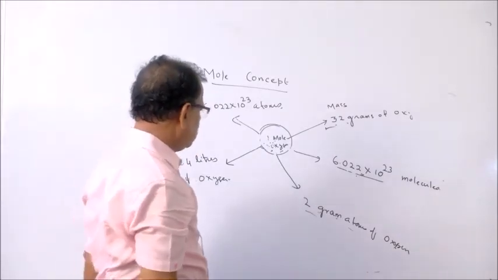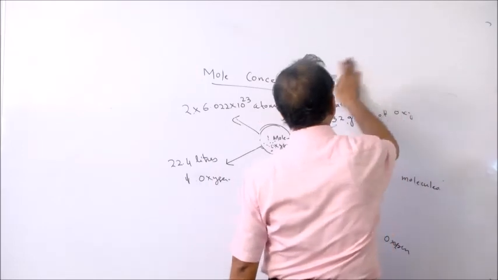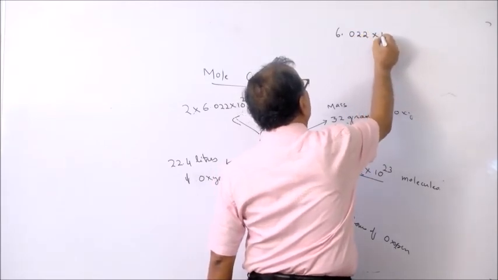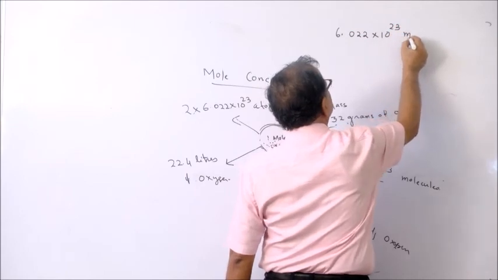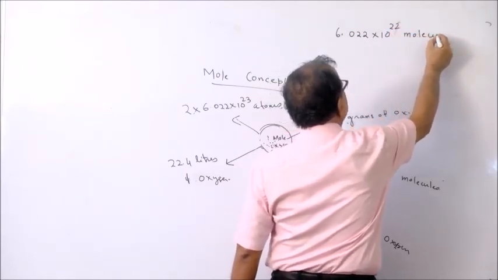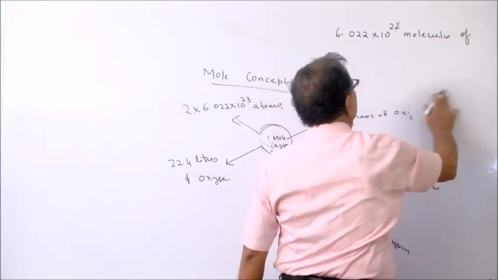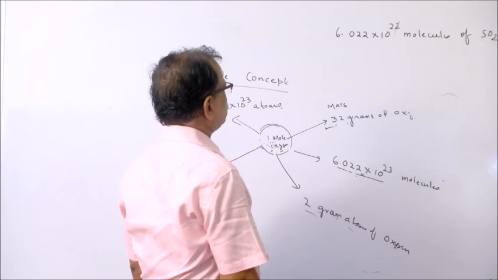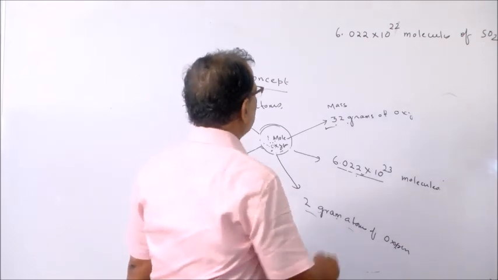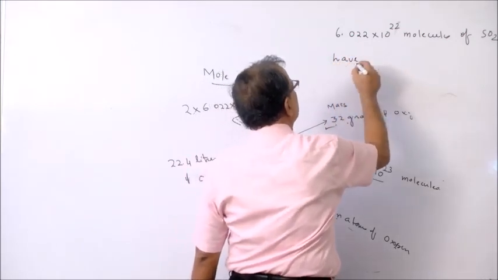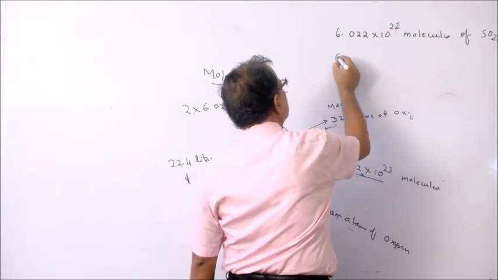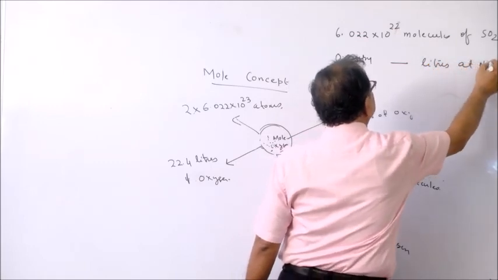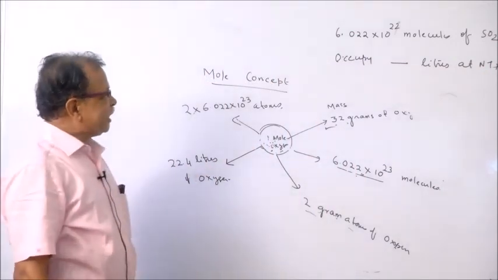Suppose the question asked is: 6.022 × 10^22 molecules of sulfur dioxide occupy dash liters at NTP.